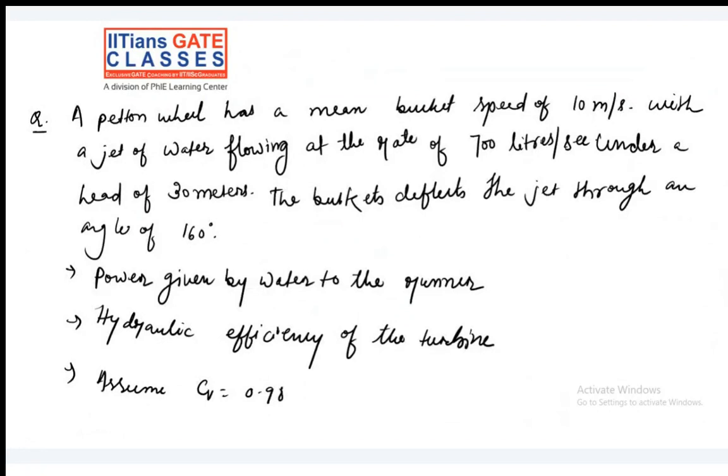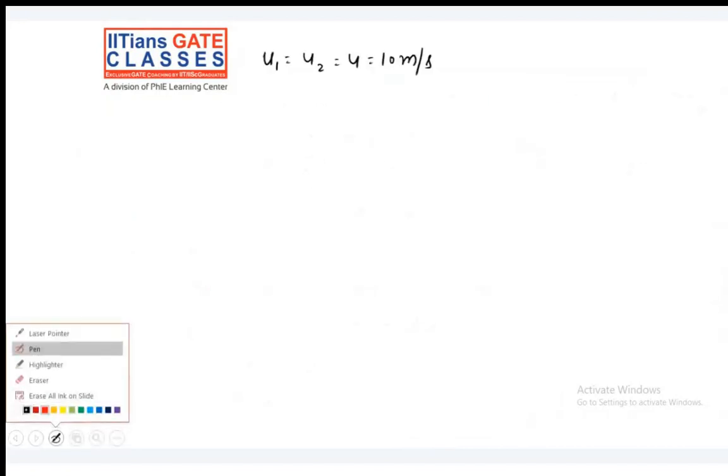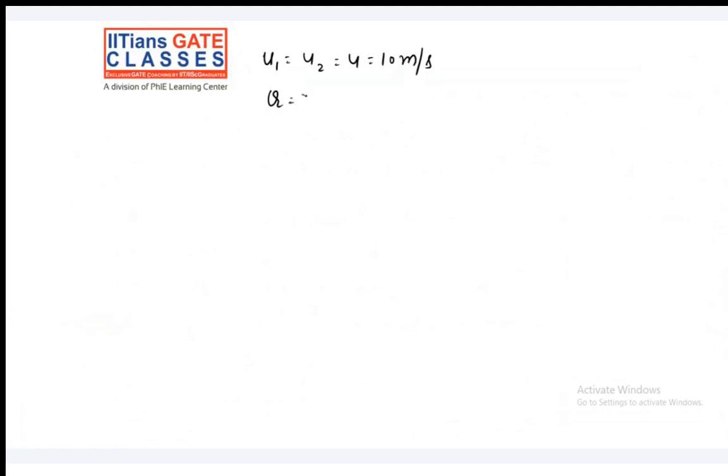Okay. And then it has given the flow rate: flowing at the rate of 700 liters per second. So this is nothing but the Q value. Q is 700 liters per second, which is 0.7 meter cube per second. And the head of water, H, is given as 30 meters.